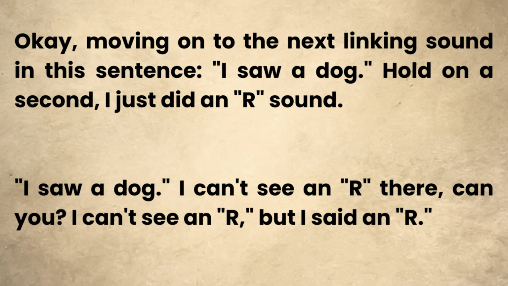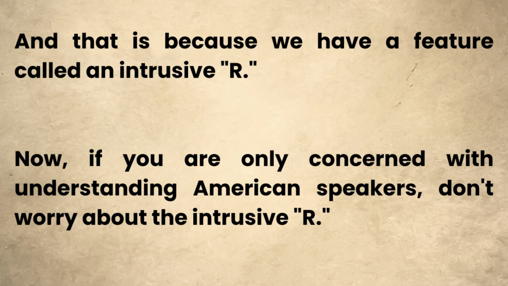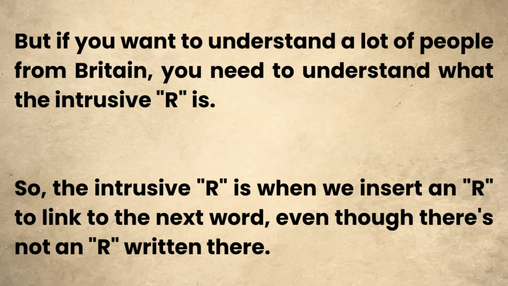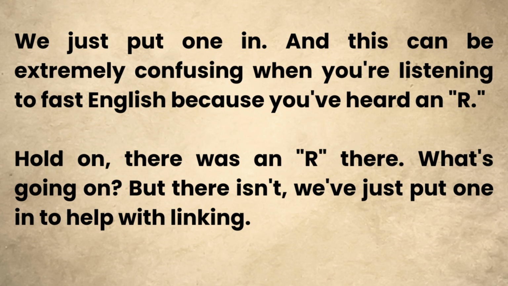Okay, moving on to the next linking sound in this sentence. "I saw a dog." Hold on a second, I just did an R sound. "I saw-r a dog." I can't see an R there, can you? I can't see an R, but I said an R. And that is because we have a feature called an intrusive R. Now, if you are only concerned with understanding American speakers, don't worry about the intrusive R. But if you want to understand a lot of people from Britain, you need to understand what the intrusive R is. So the intrusive R is when we insert an R to link to the next word, even though there's not an R written there. We just put one in.